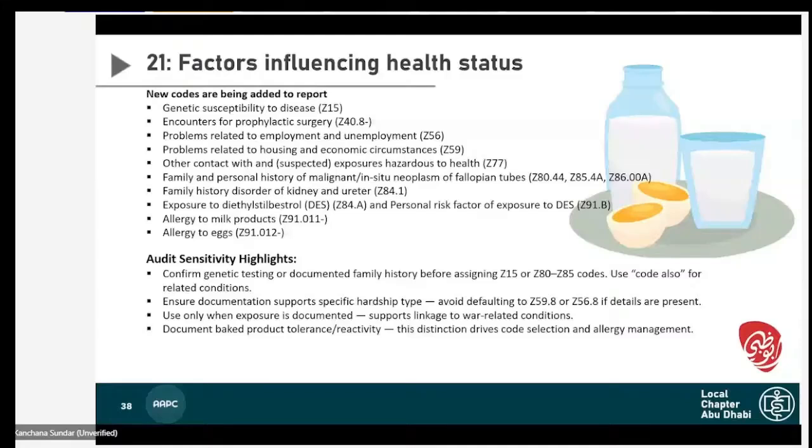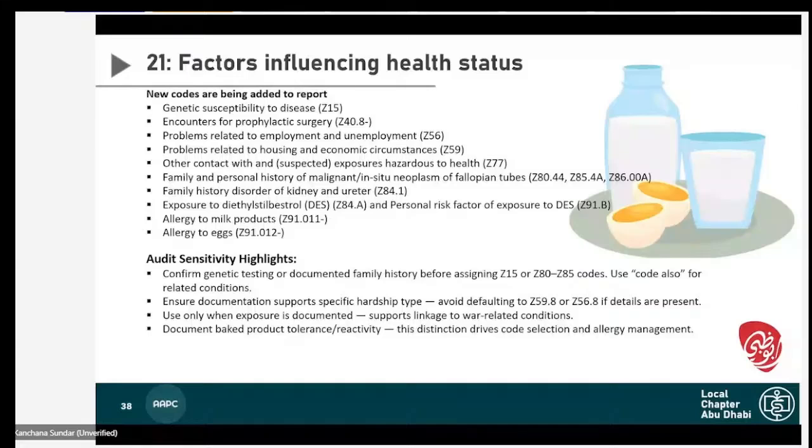And family history of disorders of kidney and ureter, exposure to diethylstilbestrol, that is DES, and personal risk factor due to exposure also have been added. And as I've been specifying, allergy to milk products and baked eggs has been included.